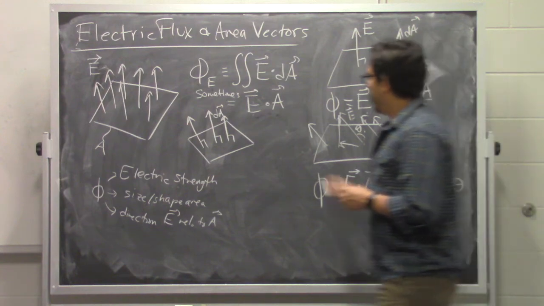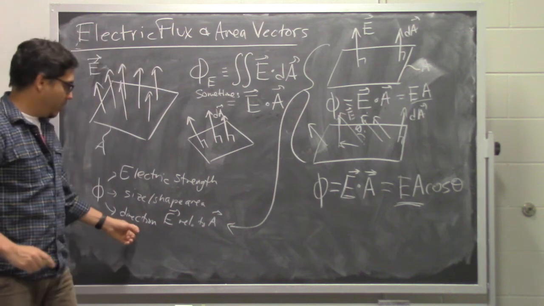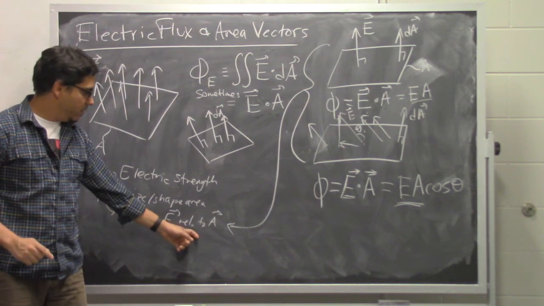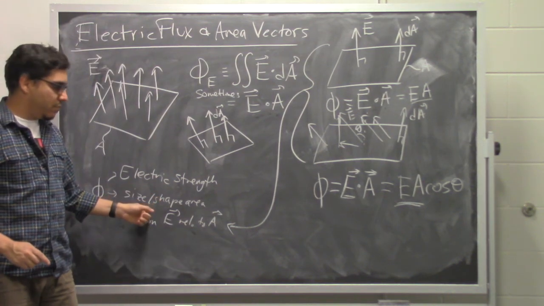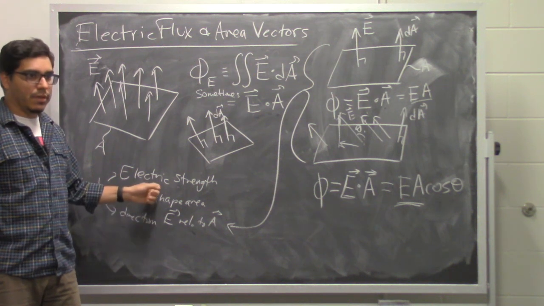So these two cases here are meant to demonstrate that the direction of E relative to A matters. In a couple of other cases that we'll work on in the next couple of videos, we'll talk about how the size and shape matters, and we'll talk a little bit about how the strength comes into it.